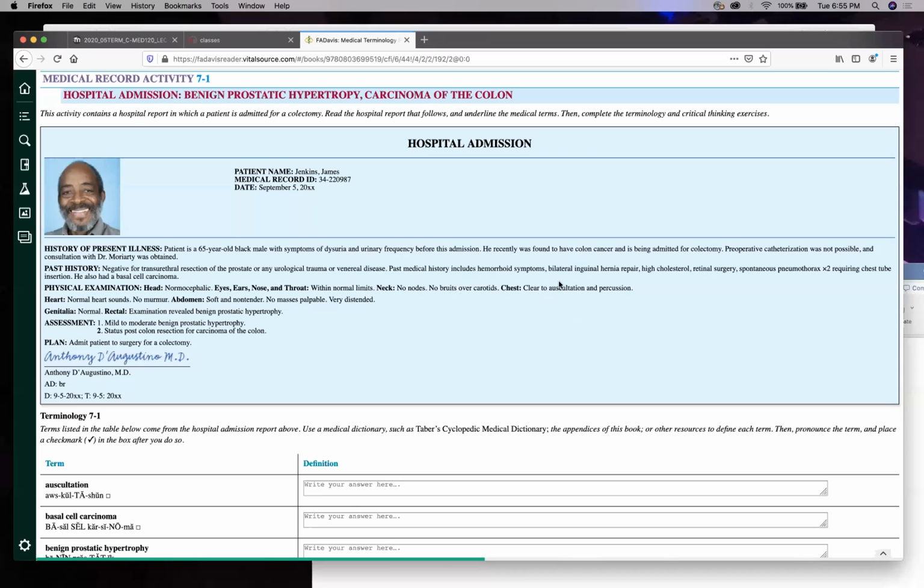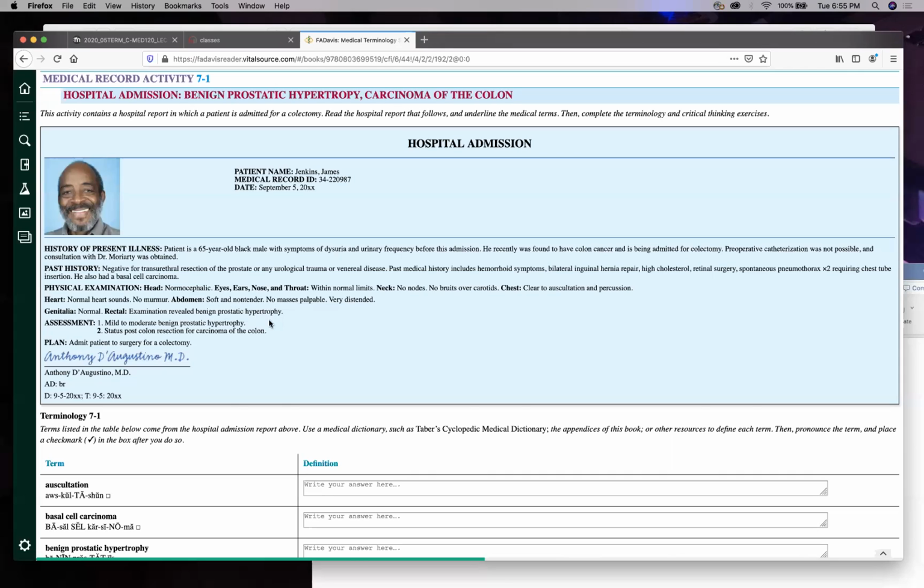Chest is clear to auscultation and percussion. That means I used the stethoscope and didn't hear anything. I percussed his chest and didn't feel anything. He had normal heart sounds, no murmurs. Abdomen was soft, non-tender, no palpable mass, but his stomach was distended. Genitalia normal. Rectal examination revealed he also has BPH.